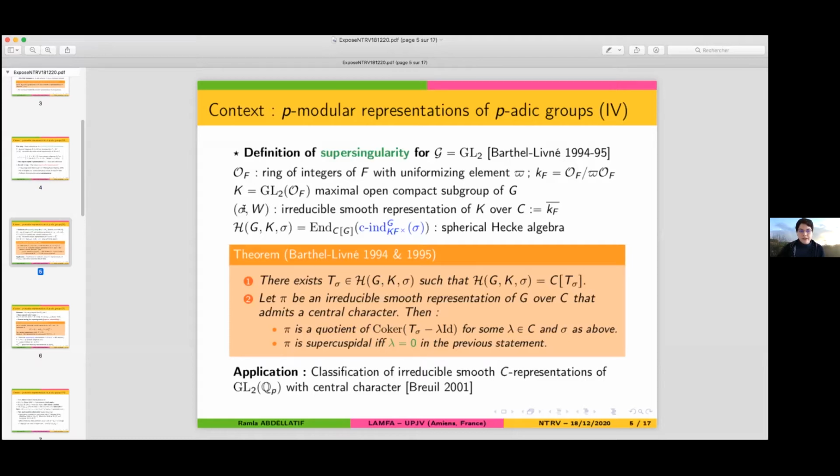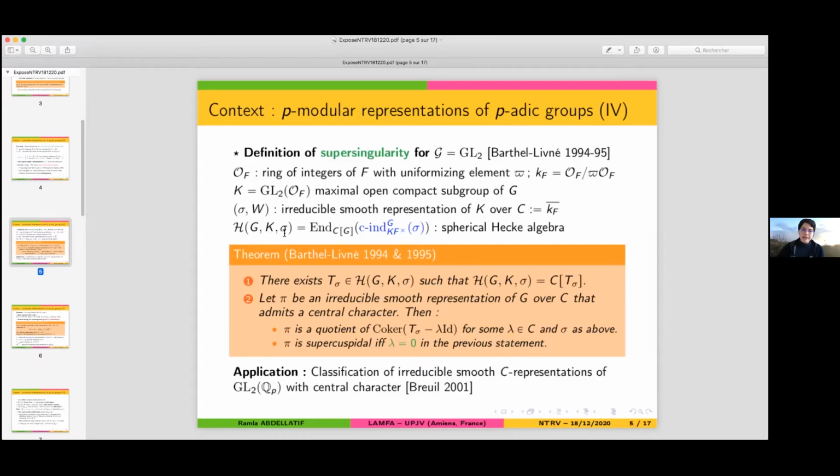And you fix sigma, an irreducible smooth representation of K over C, okay? And you extend it to a representation of K times the center, which is what I did by F cross here. The center of G is just diagonal matrices, so it's just F cross, basically. So you extend sigma to K times F cross, and you consider the compactly induced representation of sigma from K times F cross. So this is a representation of G, which is quite big in general.